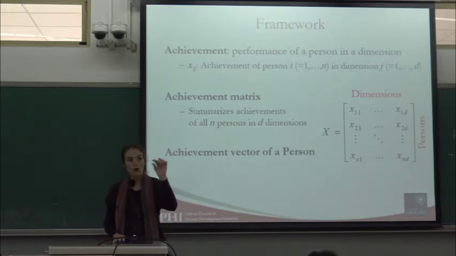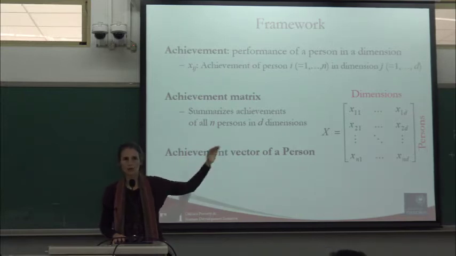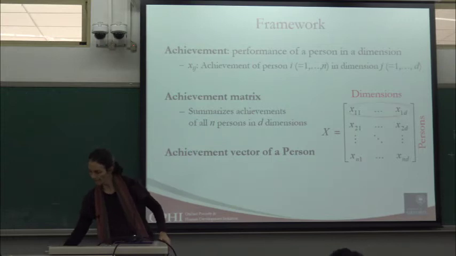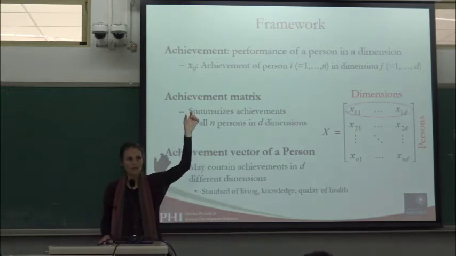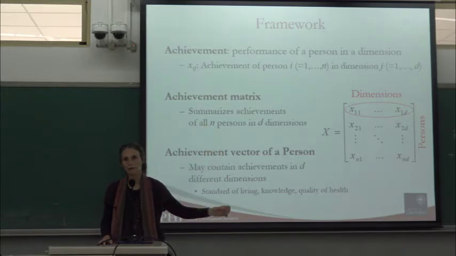And so a row provides the achievement vector for each person in each dimension. That's the row going across. And the column going down would present the achievements of all people in a single dimension. Okay?